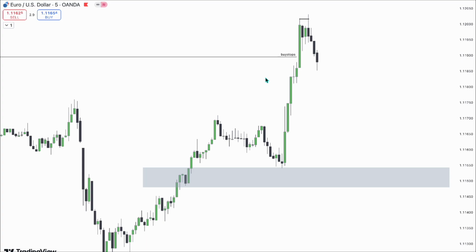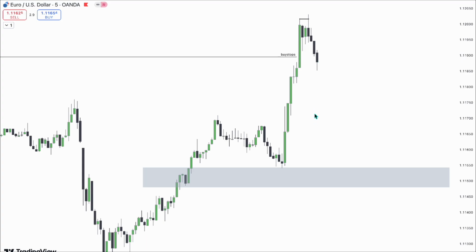You can see that the price takes out external range liquidity, and on the lower time frame, the market runs through an old high, followed by a displacement to the downside. Notice that the price doesn't respect that fair value gap, so we expect the price to move lower.